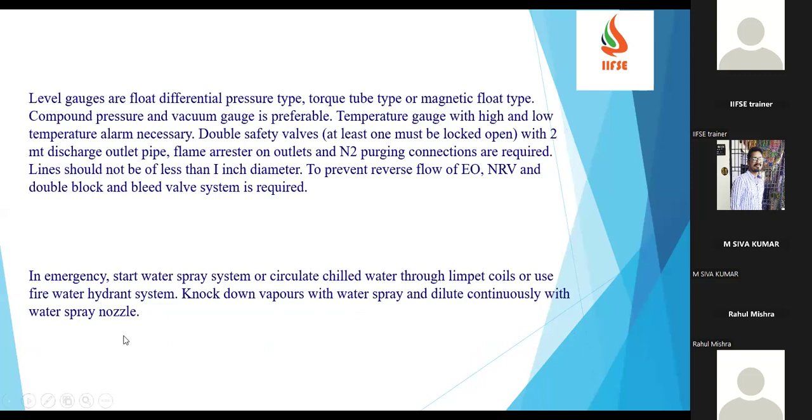And the level gauges are flow differential pressure type, and the torque tube type or magnetic float type can also be used. A compound pressure and vacuum gauge is preferable, and a temperature gauge with high and low temperature alarm is necessary, since it has a very low fire point.